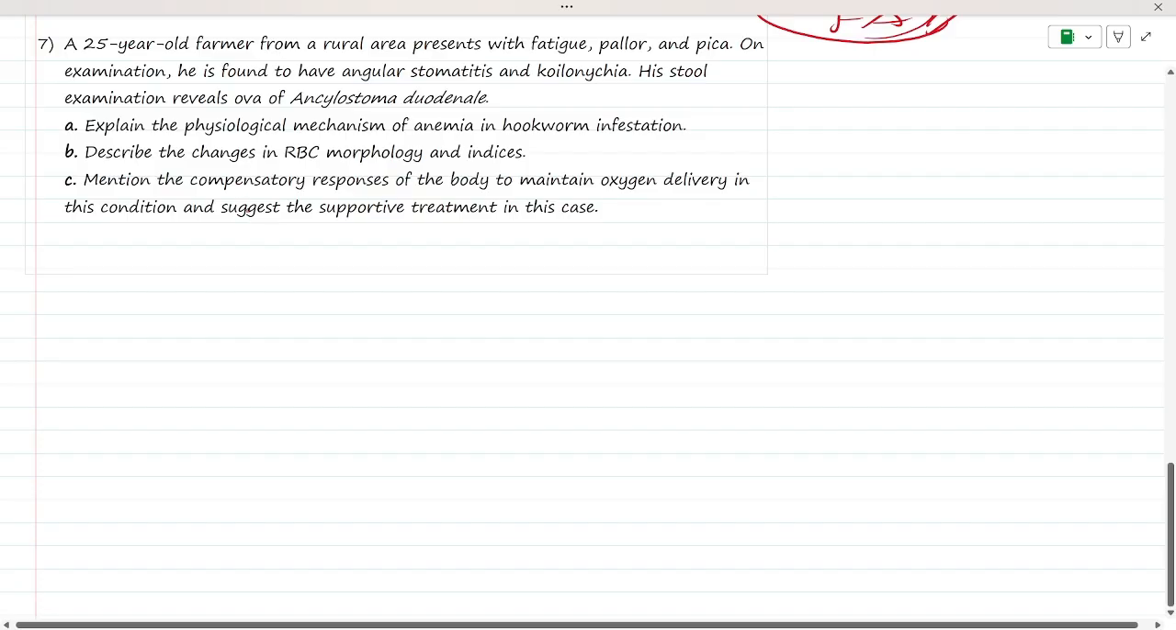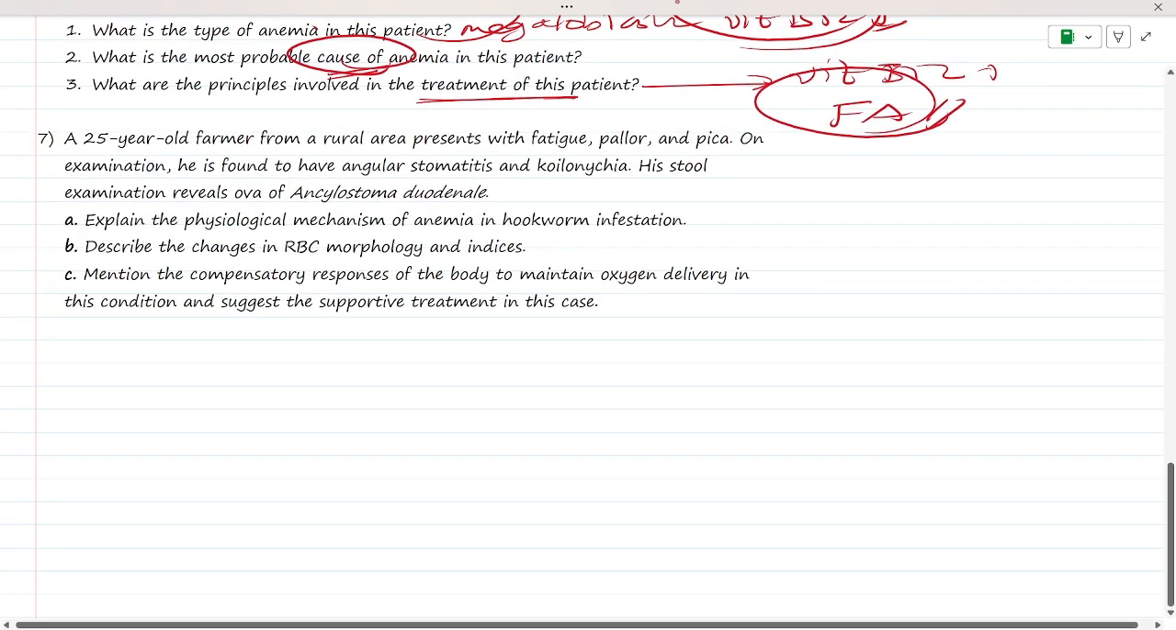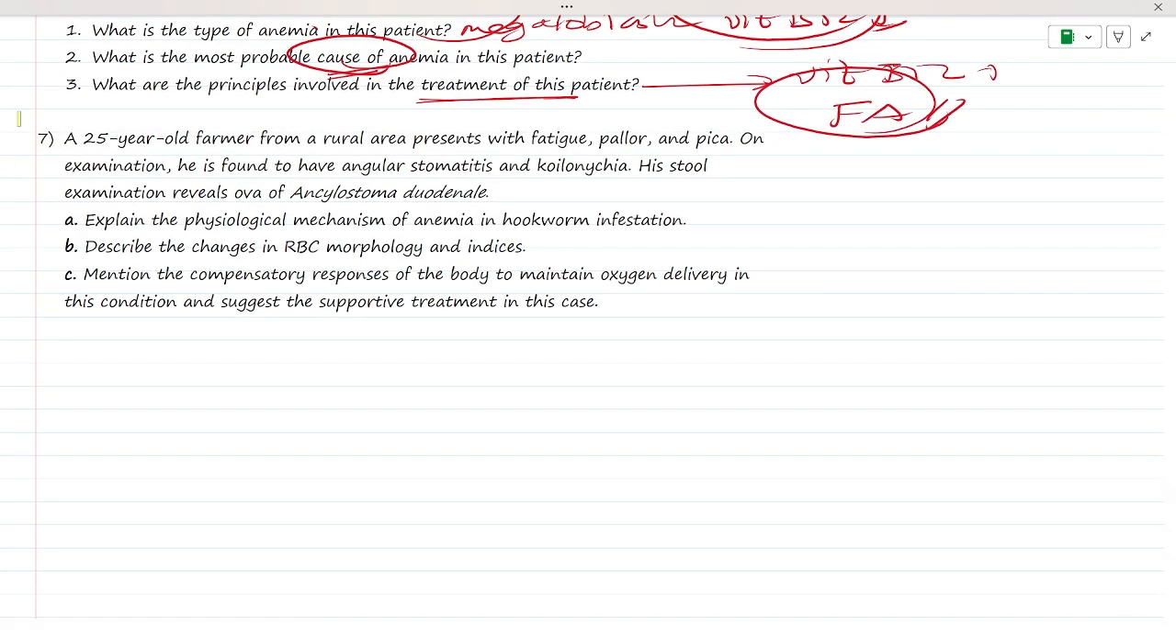Now the last question. We'll be reading the question. A 25-year-old farmer from a rural area presents with fatigue, pallor and pica. On examination, he is found to have angular stomatitis and koilonychia. His stool examination reveals ova of Ancylostoma duodenale. Ancylostoma duodenale is nothing but hookworm.